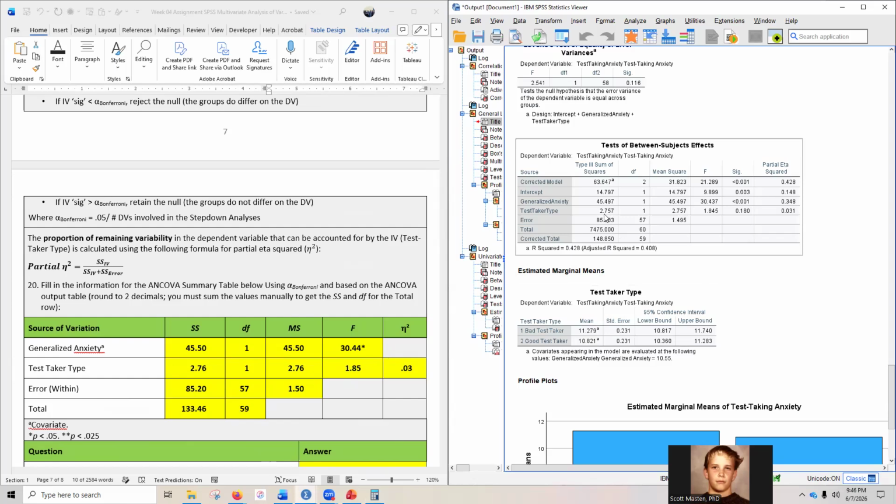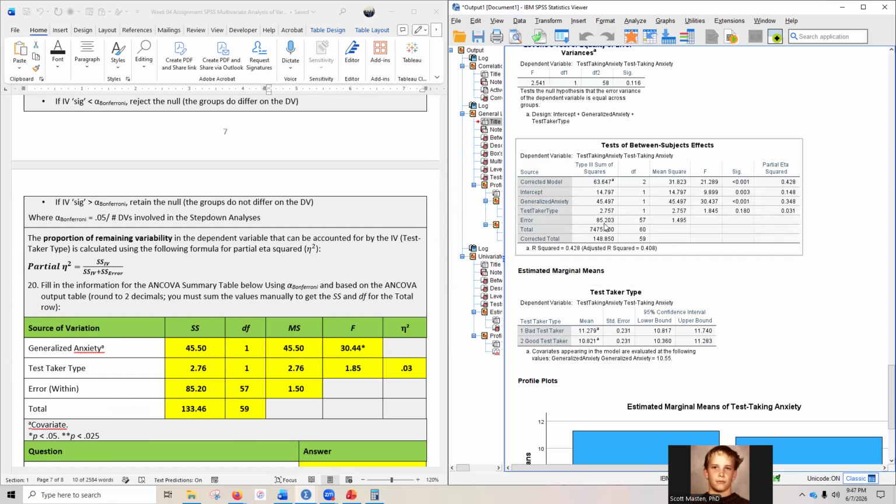Test taker type, on the other hand, has a sum of squares of 2.76, 1 degree of freedom, mean square of 2.76. F value is pretty small, 1.85 if you round it. And our sig is the one we evaluate using Bonferroni in this case, 0.025. And that is not only not less than 0.05, it's not less than 0.025 either, right? So this is indeed a case where we would not reject the null. We would say the test taker types did not differ on test taking anxiety after adjusting for generalized anxiety. There's no difference between them. And our partial eta squared in this case, it turns out, is also correct.